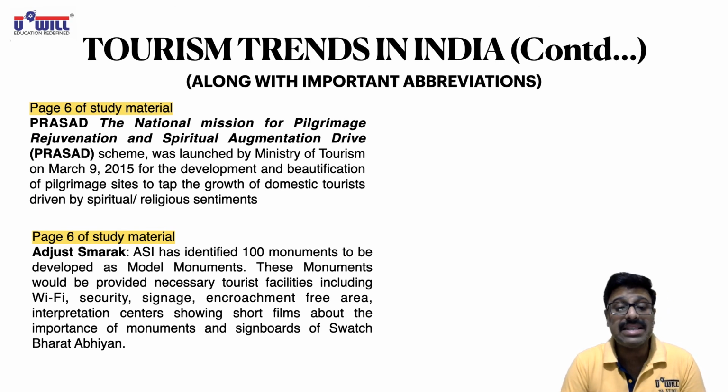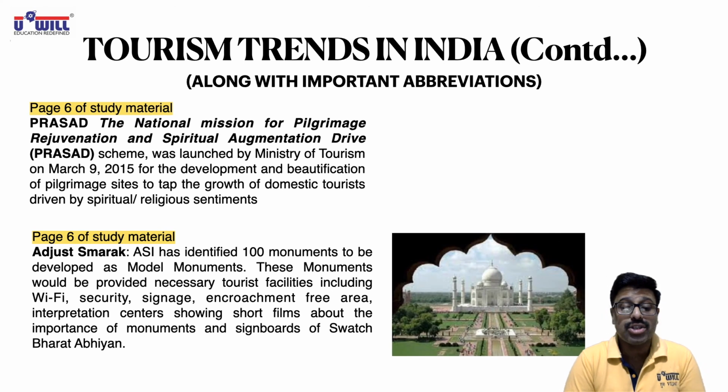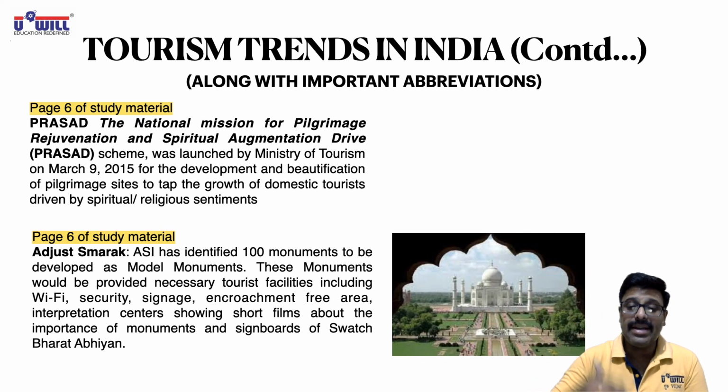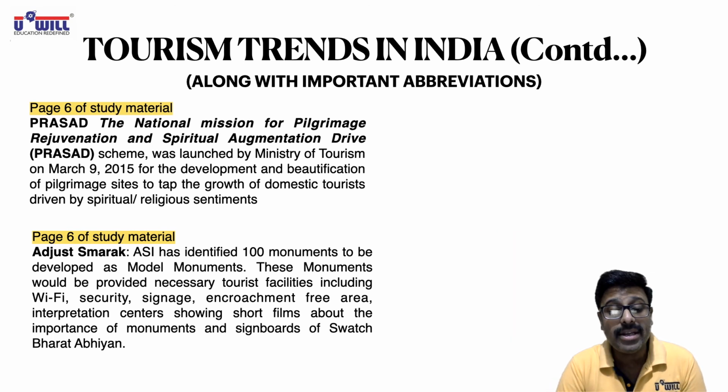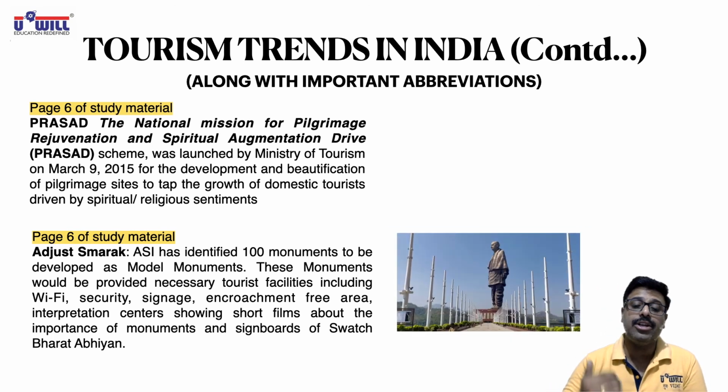So one of them is the Taj Mahal, that is an Adarsh Smarak in India. And the latest in Gujarat, you all must be aware of this, the Statue of Unity. That is also an example of Adarsh Smarak. So all these monuments have been developed in India as a part of which scheme? Adarsh Smarak.